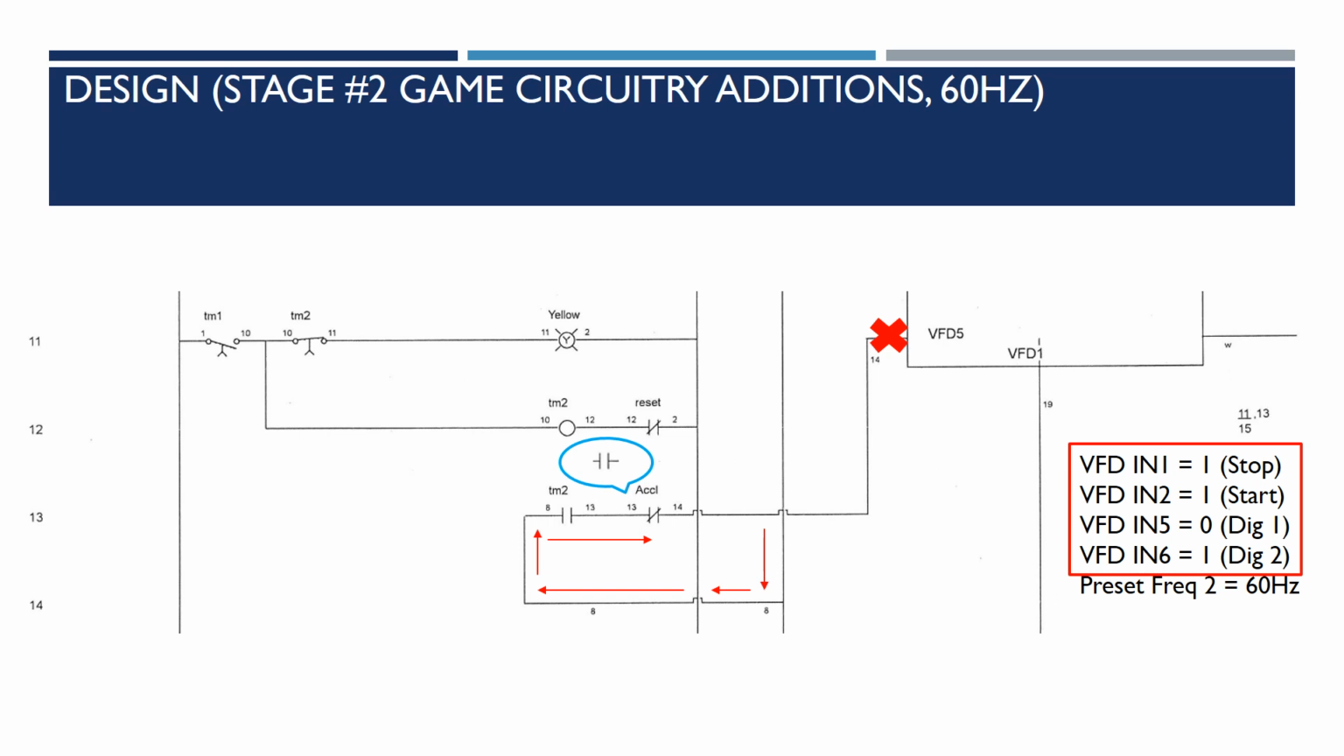Again, same as in stage 1, if at any point the Excel button is released, this Excel contact would go back to its normally closed state, allowing power to flow through it. Digital input 2 would go to a 0, digital input 1 would go to a 1, and we would call up our preset frequency 1, which is our 40 hertz, which is the normal speed to be operating at the yellow light.